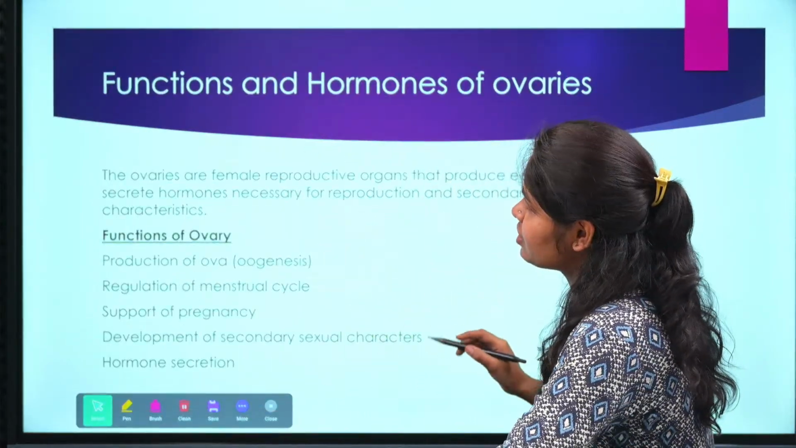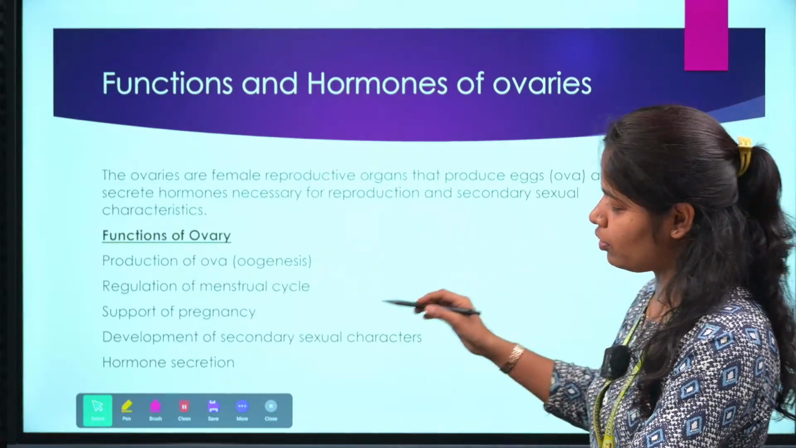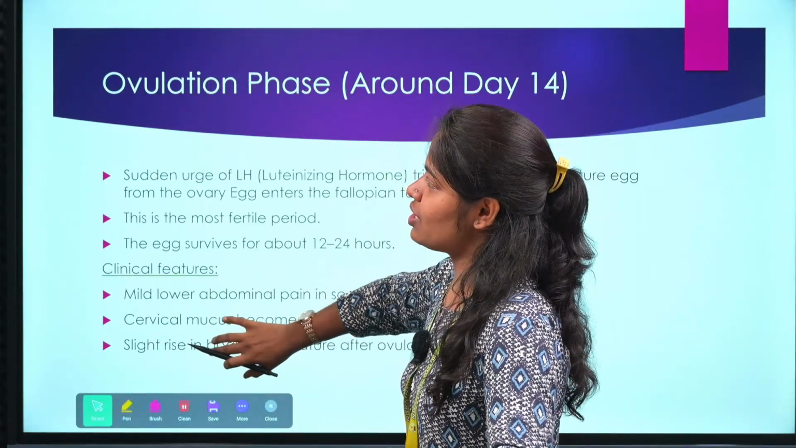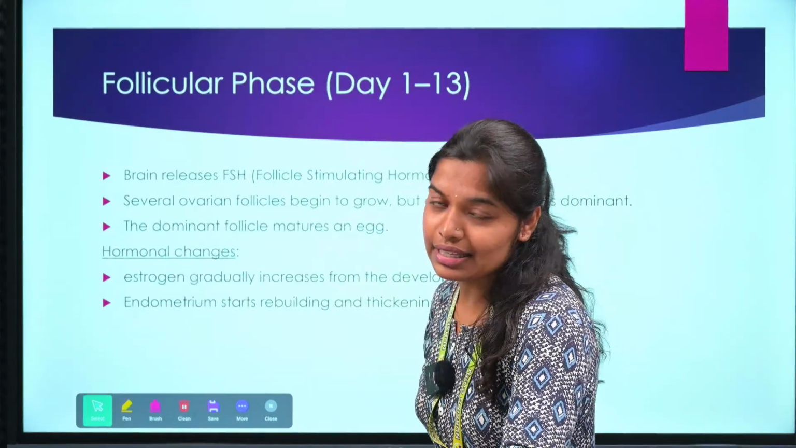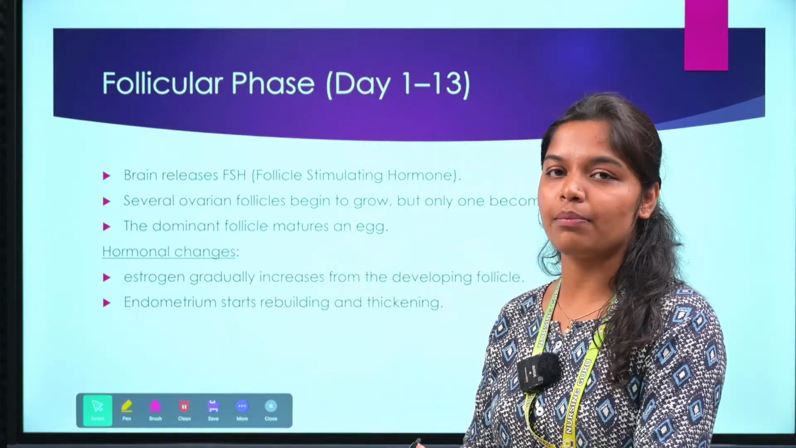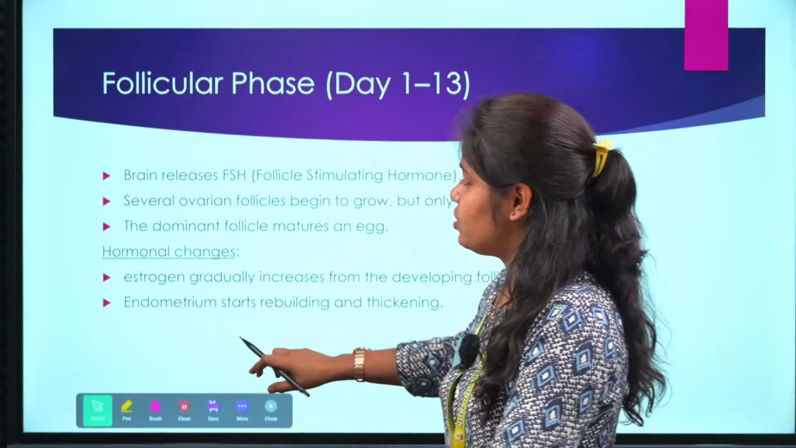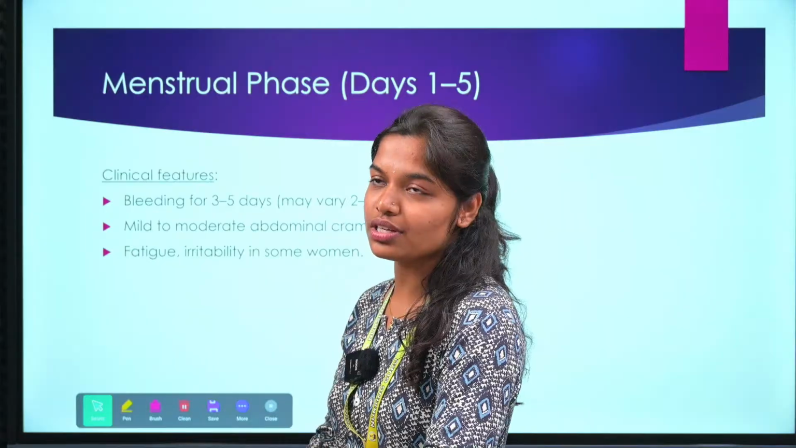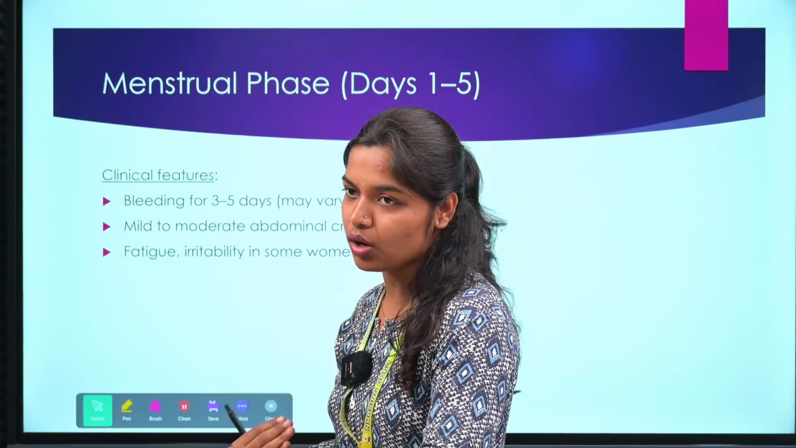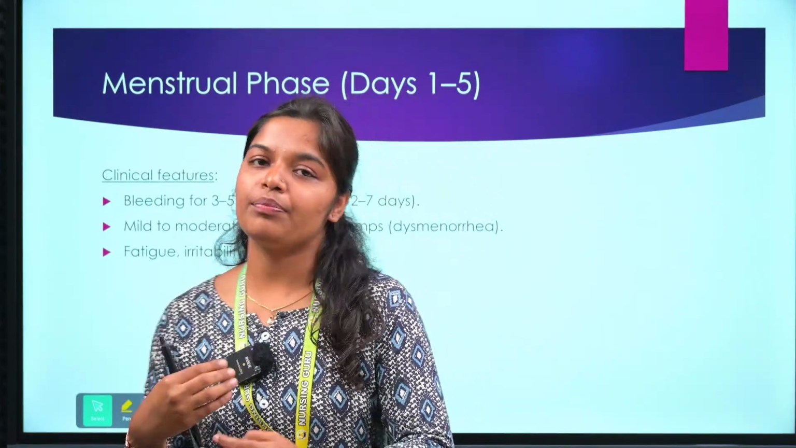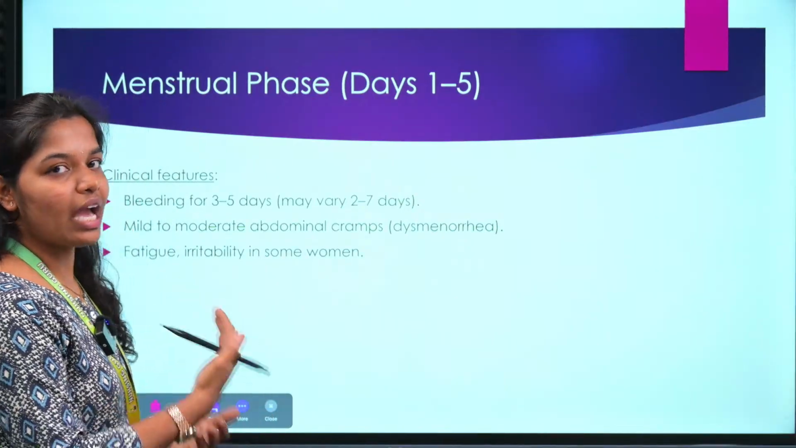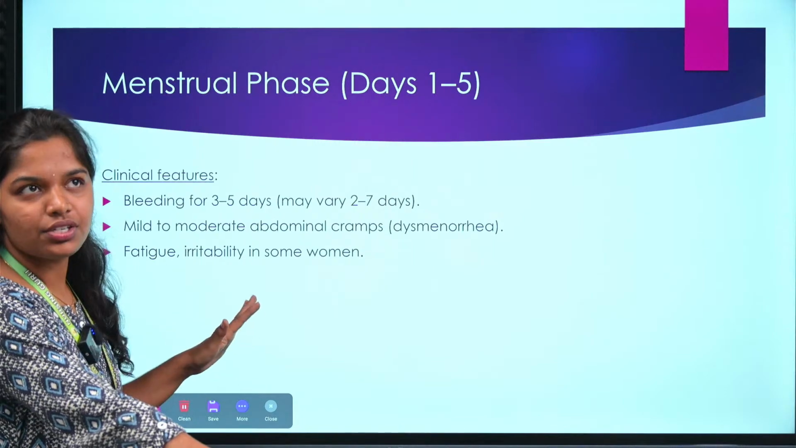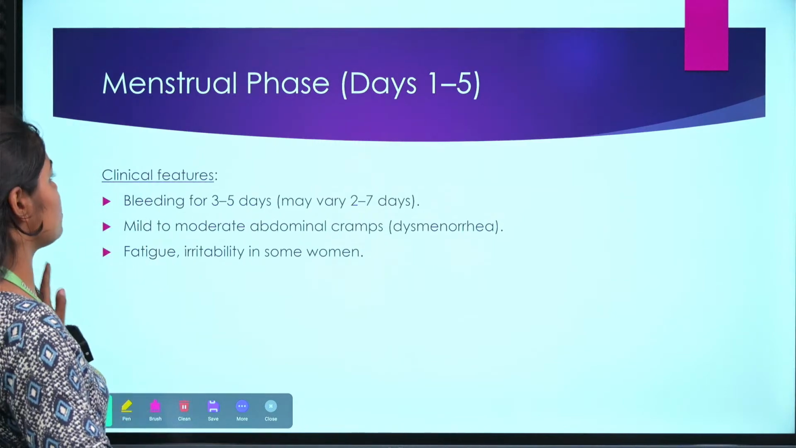Next are the functions and hormones of the ovary. Before that, I will repeat the same things. First, the menstrual cycle is the monthly cycle which happens in the woman. Due to this, there will be a hormonal imbalance, and the estrogen and progesterone levels will go down. When the progesterone and estrogen levels are high, the body gets ready for pregnancy. If fertilization does not occur, the menstrual cycle happens.